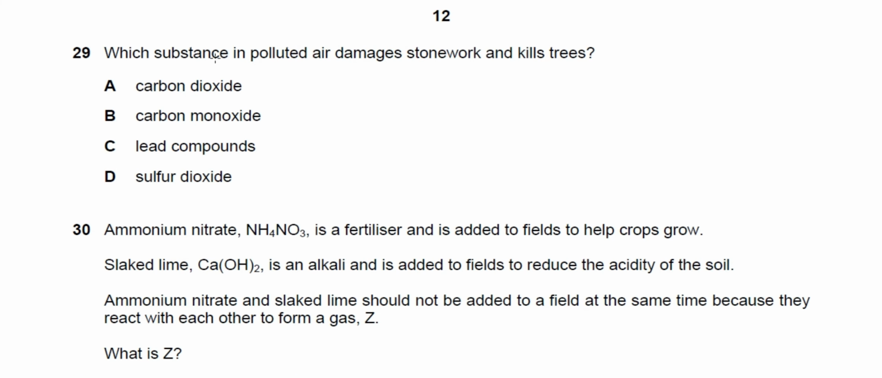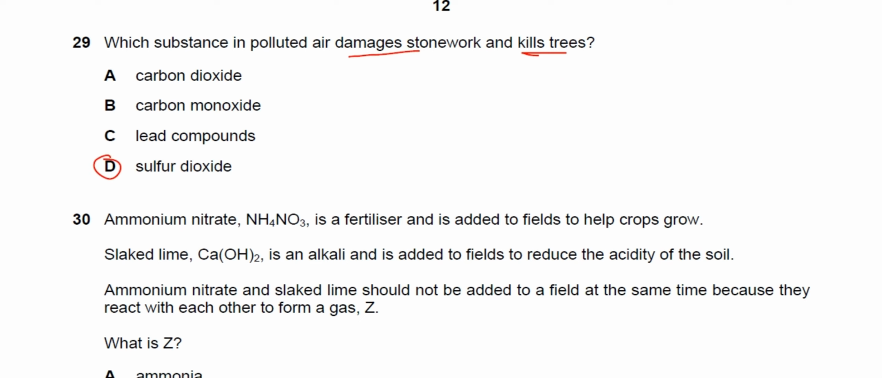29. He says which substance in polluted air damages stoneworks and kills trees. This is acid rain. Acid rain is caused by the oxides of sulfur, nitrogen and carbon, but mostly oxides of sulfur and nitrogen. So best choice is what? Oxides of sulfur, which is sulfur dioxide.